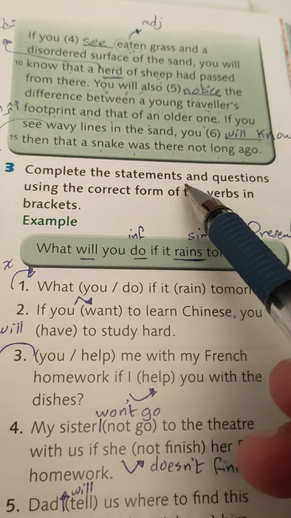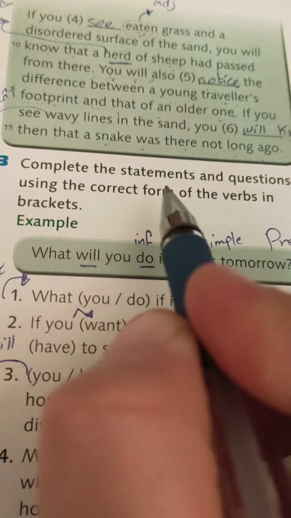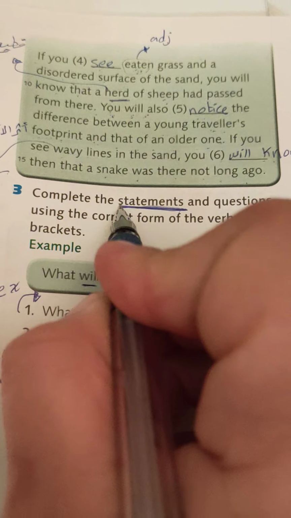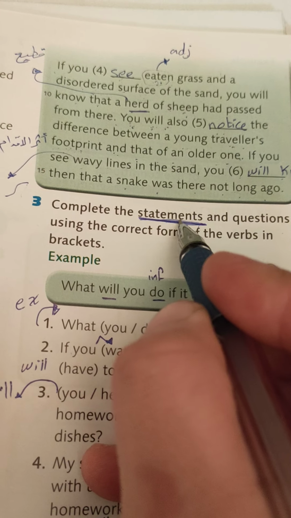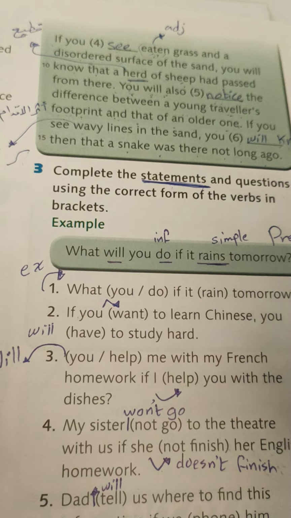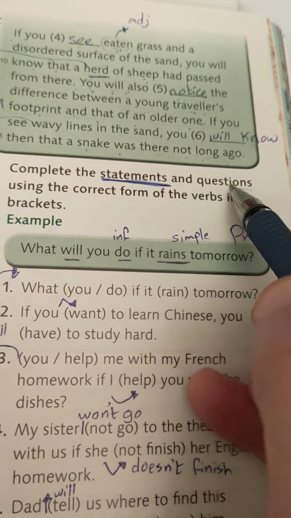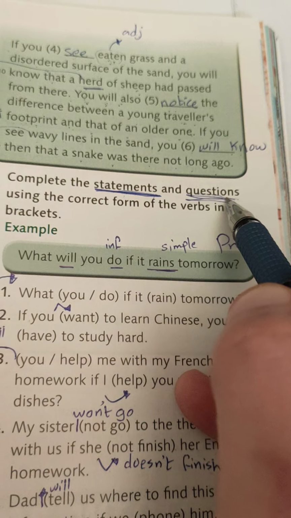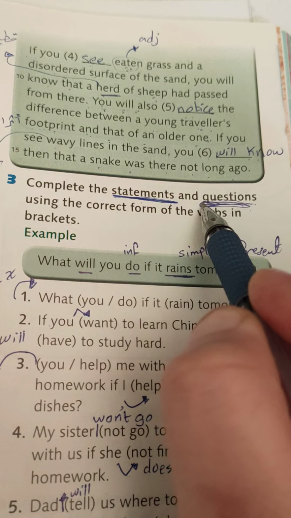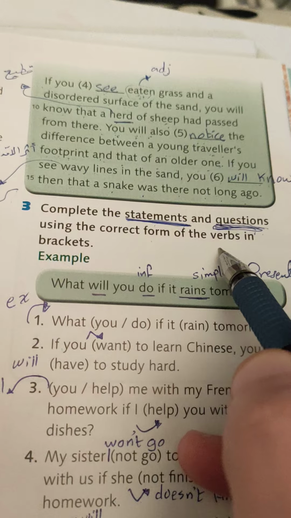Complete the statements and the questions using the correct form of the verbs in brackets. Notice here, when they ask you to complete the statements, they want to tell you statements about normal sentences. Statements, normal sentences, يعني جمل عادية. Maybe negative, maybe affirmative sentences. When they ask you to complete the questions, they ask you to complete the interrogative sentences, يعني جمل استفهامية, يعني questions, using the correct form of the verbs in brackets.